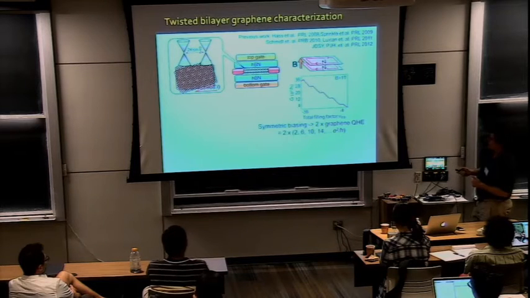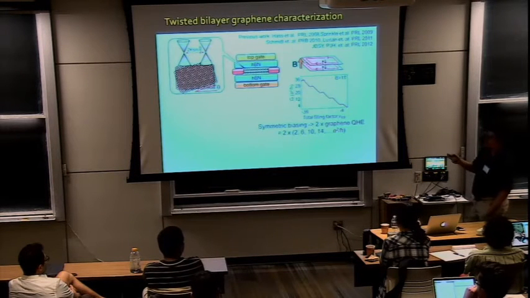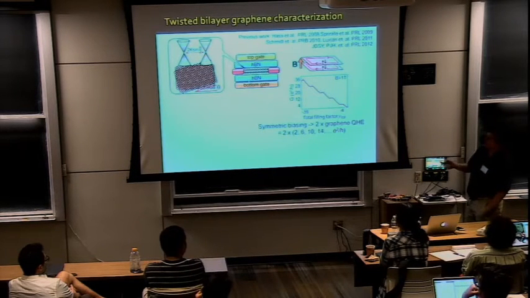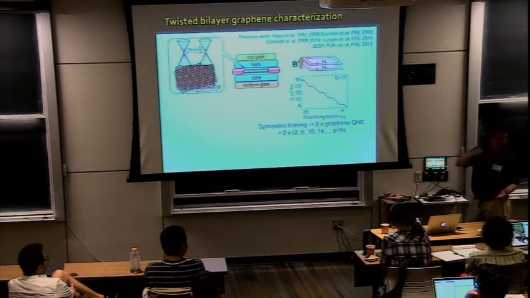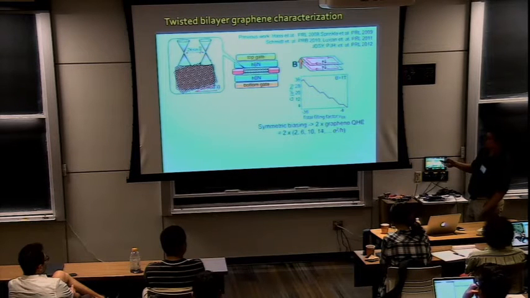So let me just show you some data. What happens if I put the same voltage to my top and bottom gates? I'm just adding charge to the system symmetrically to both layers. This is at a magnetic field of 1 Tesla. I measure the two-terminal conductance: 4, 12, 20, 28, 36.